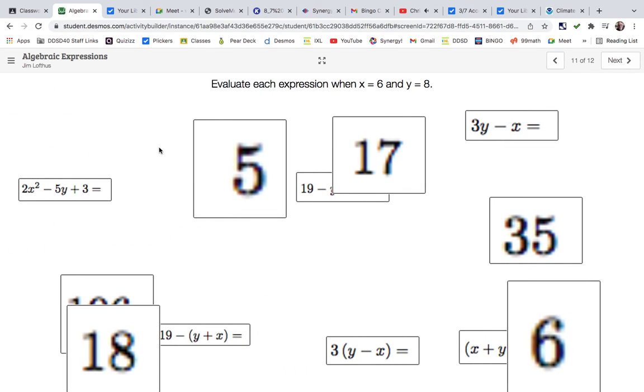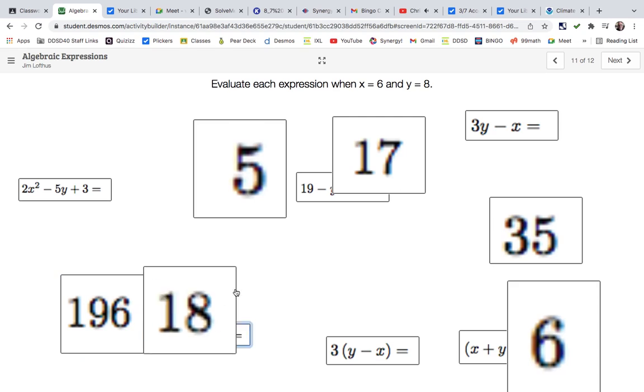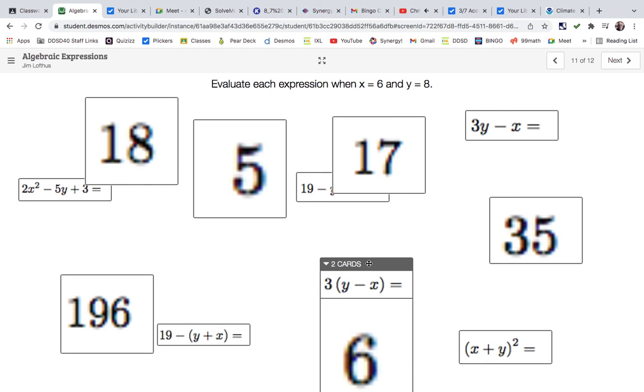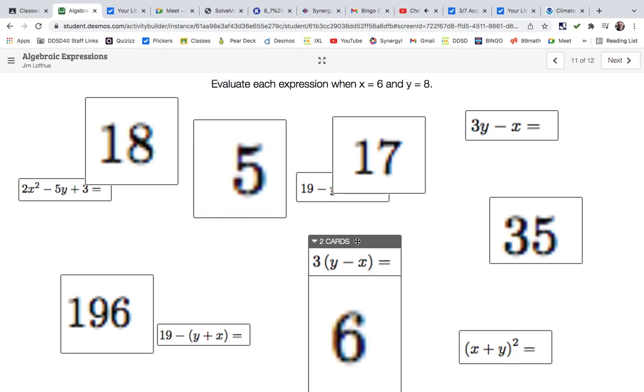And then evaluate each expression when x is equal to 6 and y is equal to 8. I'll just do one example for you. This one right here, y is 8. 8 minus 6 is 2. 2 times 3 is 6, so I'm going to look for this 6 and line them up like that. So that's how you do that one.